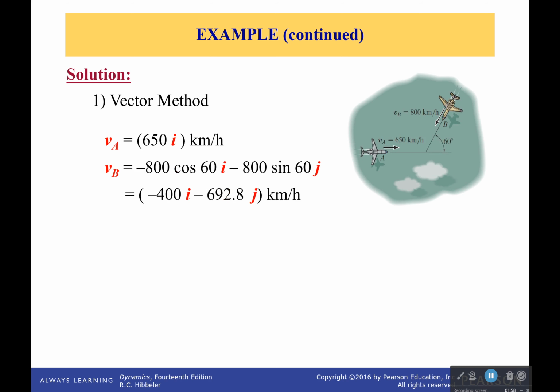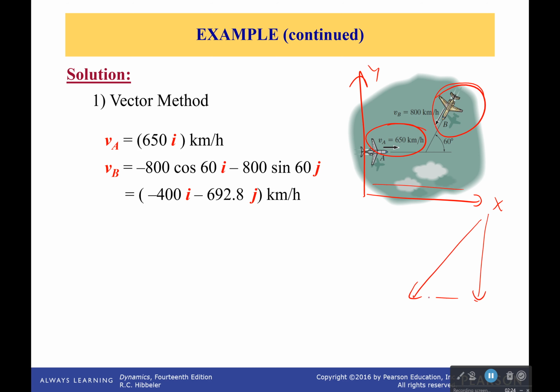Okay, so let's solve it using the vector method. With the vector method, we have to break it up into their Cartesian components. If we're going to make Cartesian components, I'm going to say that right is my x direction, up is my y direction. And this one is luckily moving perfectly along the x-axis, so it only has an i component, so 650i. This guy, on the other hand, has two components, so we're going to break it up into a triangle and solve for those.